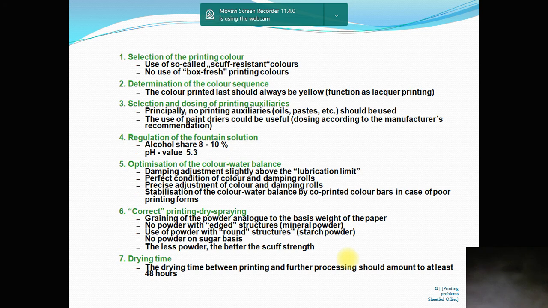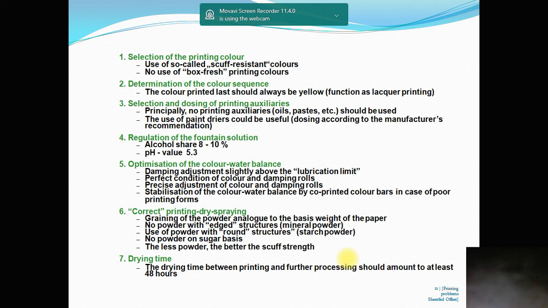Correct print through dry spraying. Graining of the powder analogous to the basis weight of the paper. No powder with edge structure. As I told in the previous slide, mineral powders give less scuff strength, whereas starch powders give a high scuff strength. Use powder with round structures, which are nothing but starch powders. No powder on sugar bases. The less powder, the better the scuff strength. If you want to increase scuff strength, you have to use less powder.